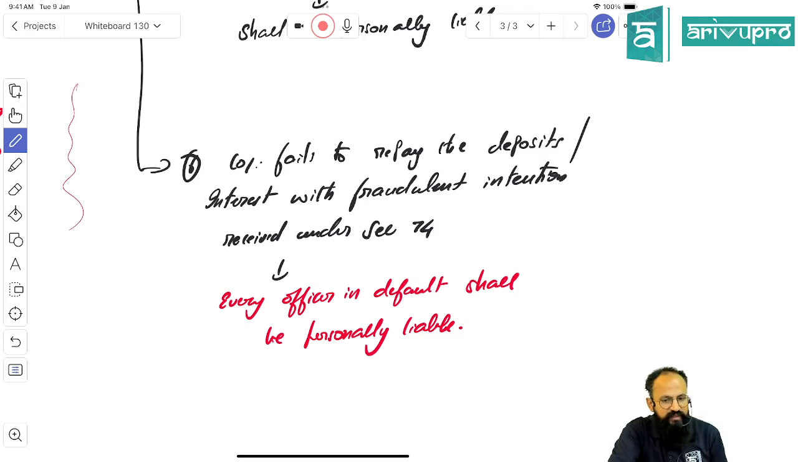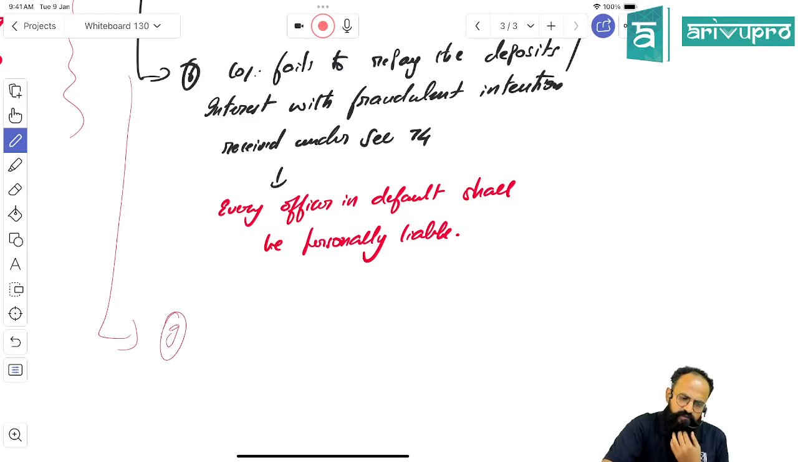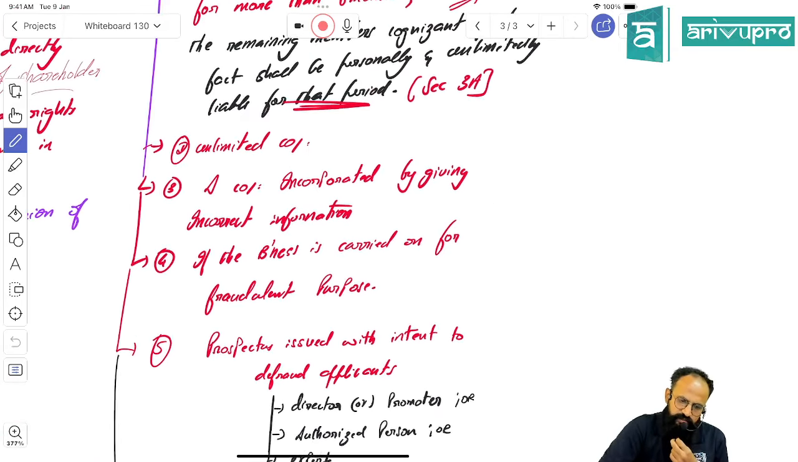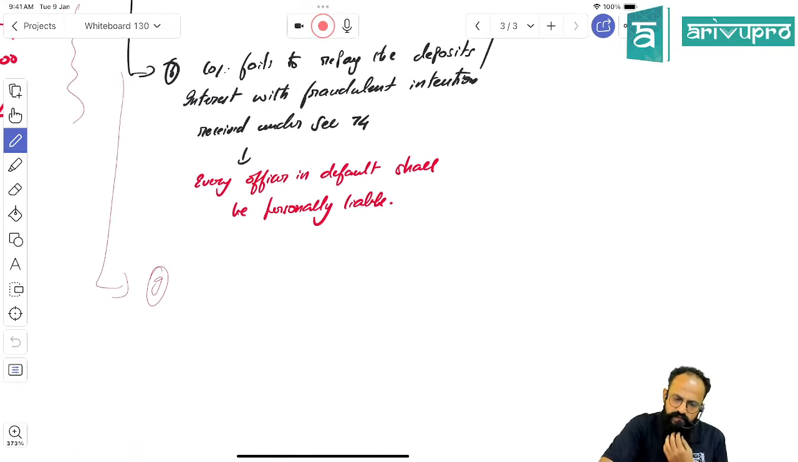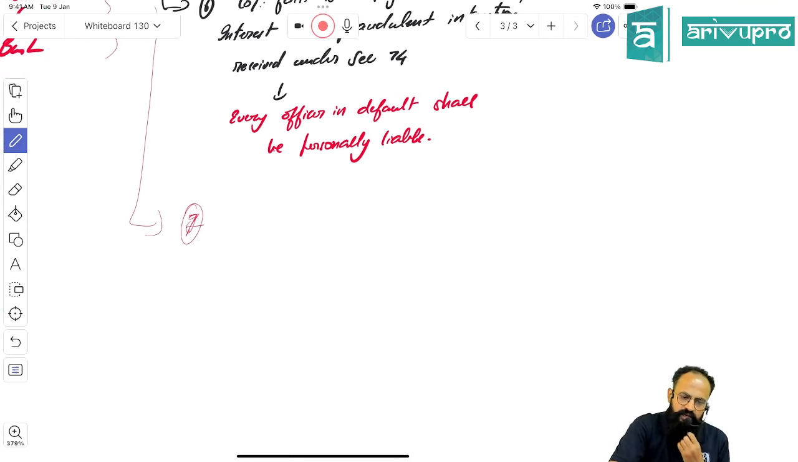Under section 74. Copy down. Right on the last point. We are writing alphabets, number. Okay. Report made by.